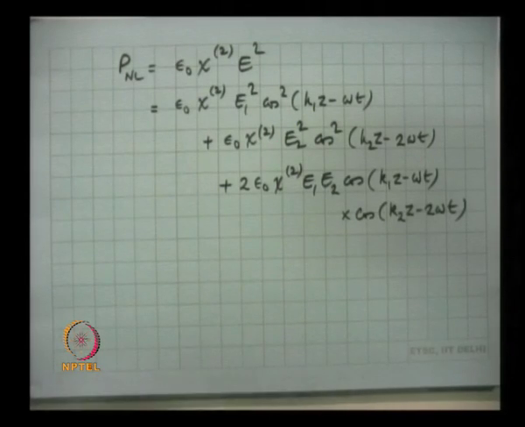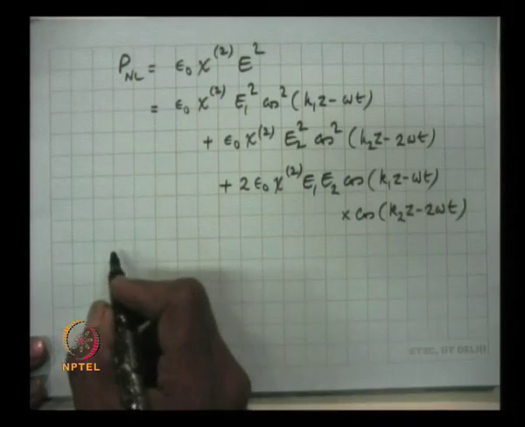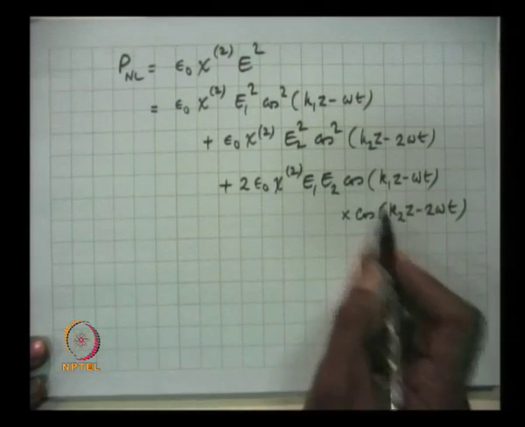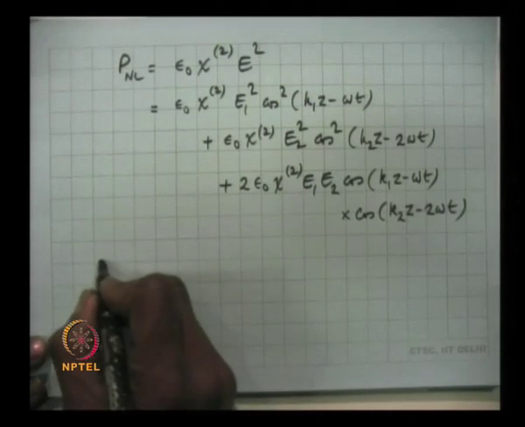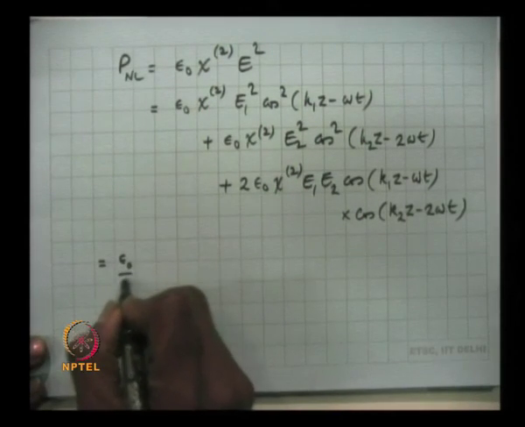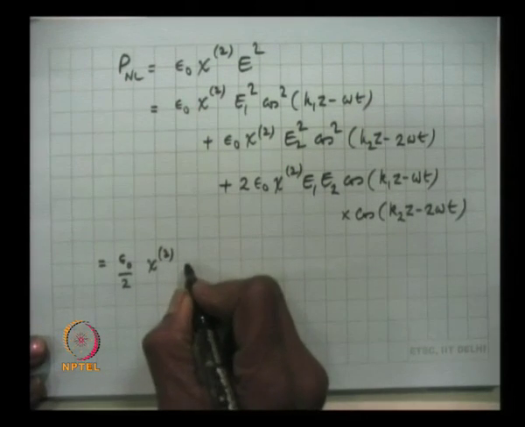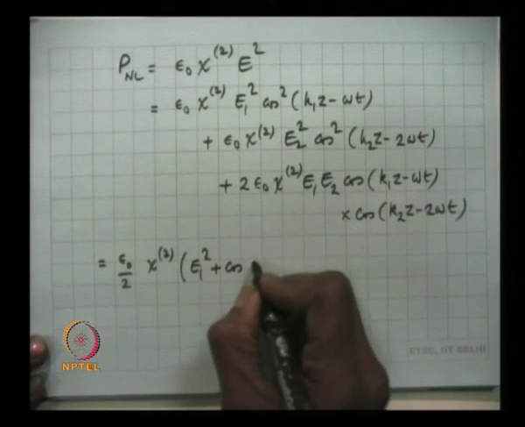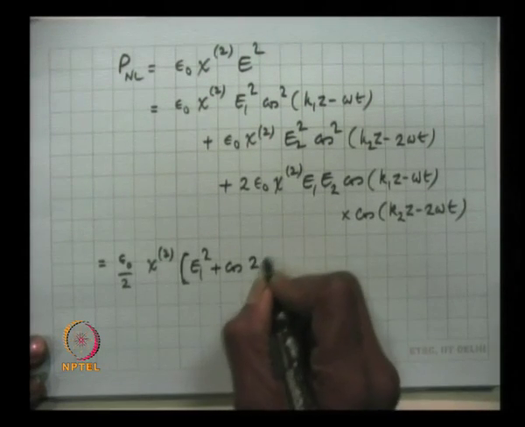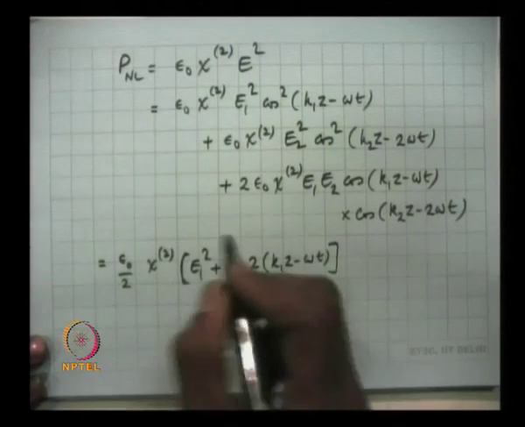So, now I write all the terms in terms of cosines. So, cos square will be in terms of cos 2 theta, and this is cos a into cos b in terms of cos a plus b and cos a minus b. So, what will I get? I will get epsilon 0 by 2 chi 2 into E 1 square plus cos times 2 k 1 z minus omega t from the first term.